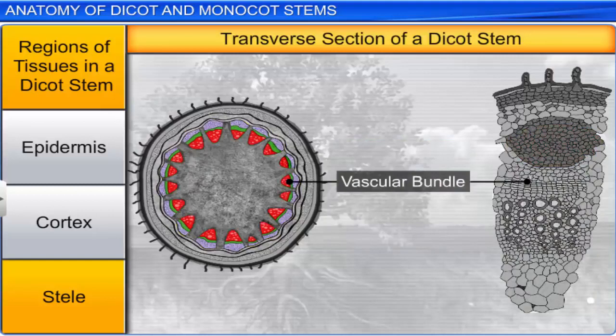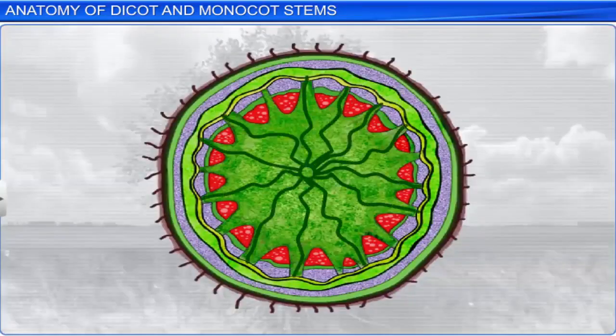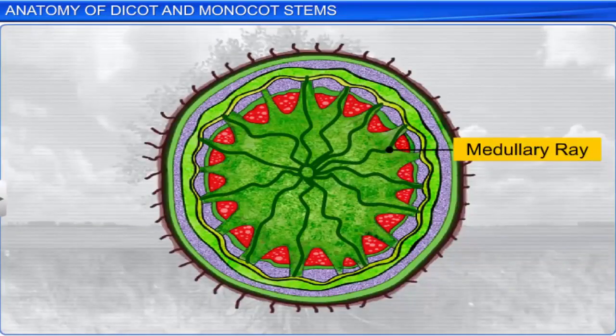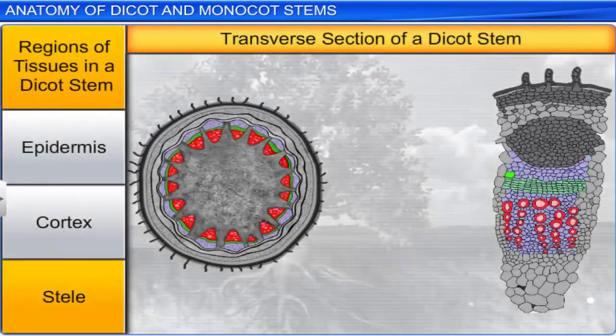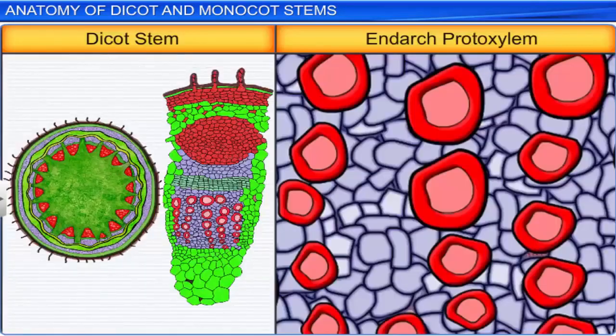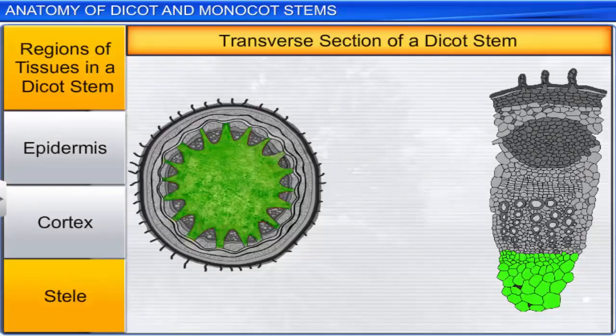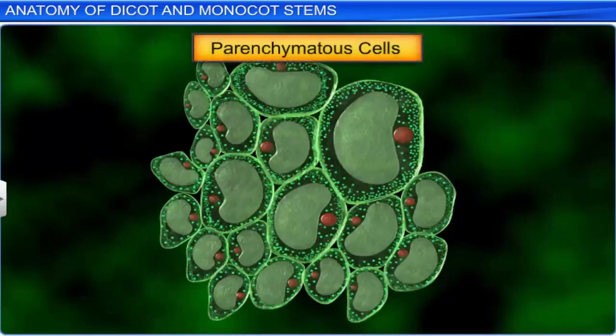There are layers of radially arranged parenchymatous cells in between the vascular bundles, which constitute the medullary ray. Each vascular bundle in a dicot stem is conjoint, open, and consists of end-arc protoxylem. The central region of the stem is filled with pith. It is composed of a large number of rounded parenchymatous cells with many intercellular spaces.